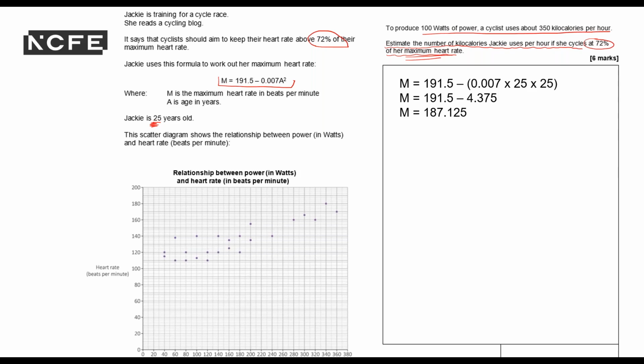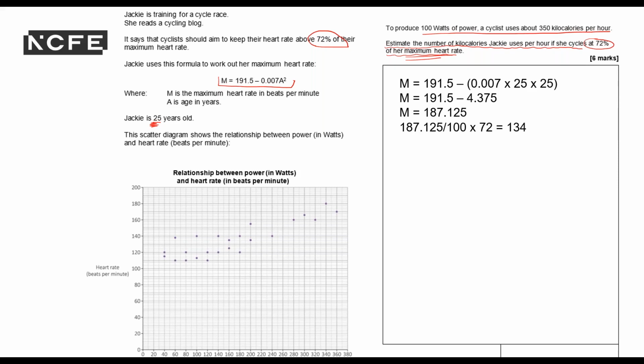So that would be, I'm going to write it here, 187.125 divided by 100, and then times by 72. So I've got the figure in my calculator already. I'm going to divide that by 100 because that gives me what 1% is worth. That's 1.87125. I'm going to multiply that by 72, and that gives me 134.73.